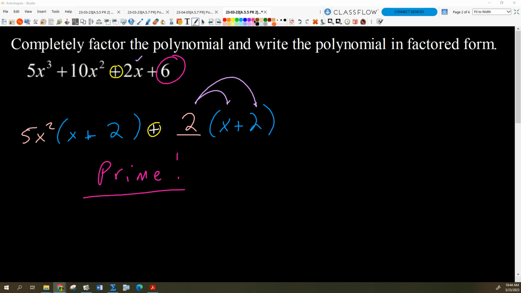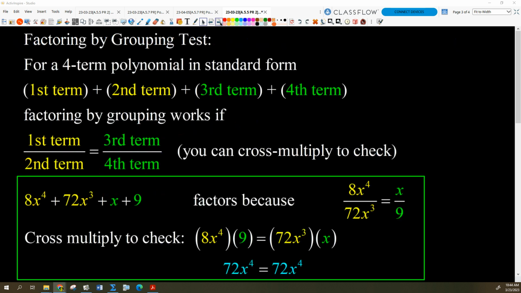Okay. Now, there's a way we could have predicted this. There's a test we can do if we want to, without having to do all this work, that predicts whether factoring by grouping is going to work. I just call it the factoring by grouping test. For a 4-term polynomial, it's got to be written in standard form, where the highest power of x is first and so on.